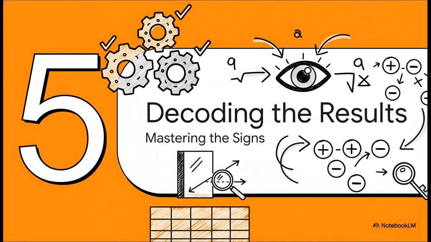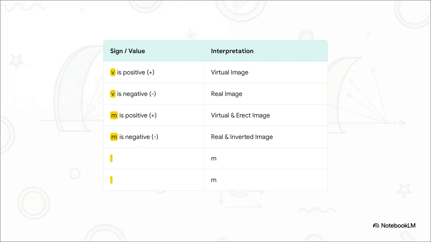To make this even easier for you in the future, let's put everything we've learned into one simple table. You can use this as a quick reference guide for any problem you face. This table right here is the key takeaway from today's entire lesson. If v is positive, the image is virtual. If v is negative, the image is real.